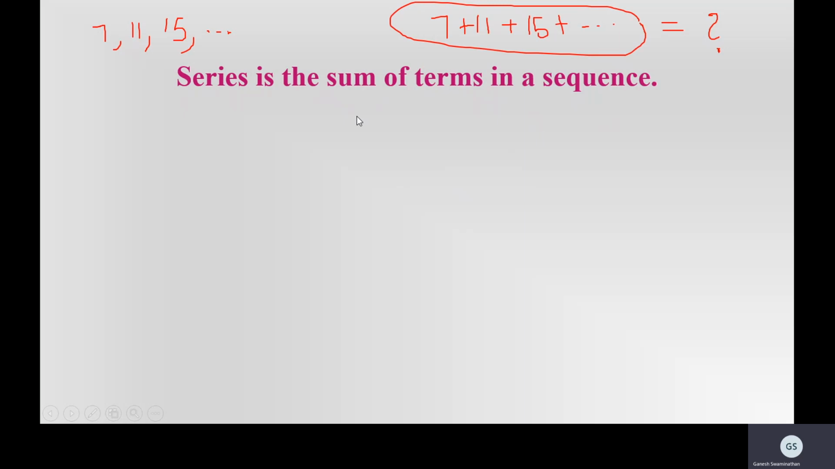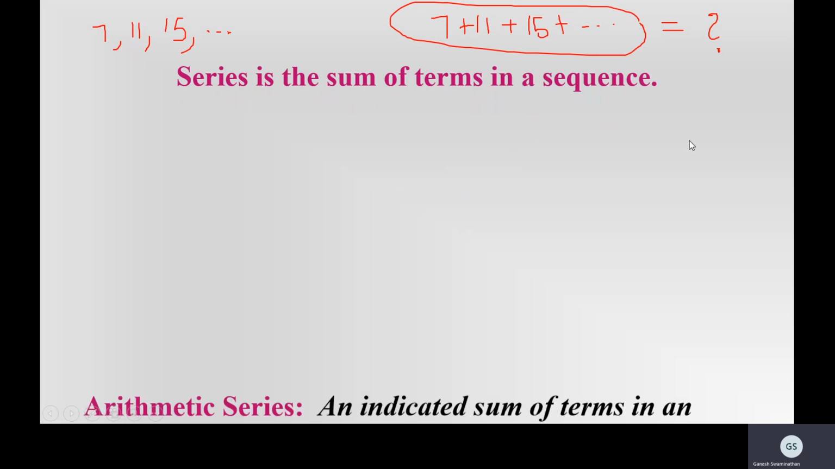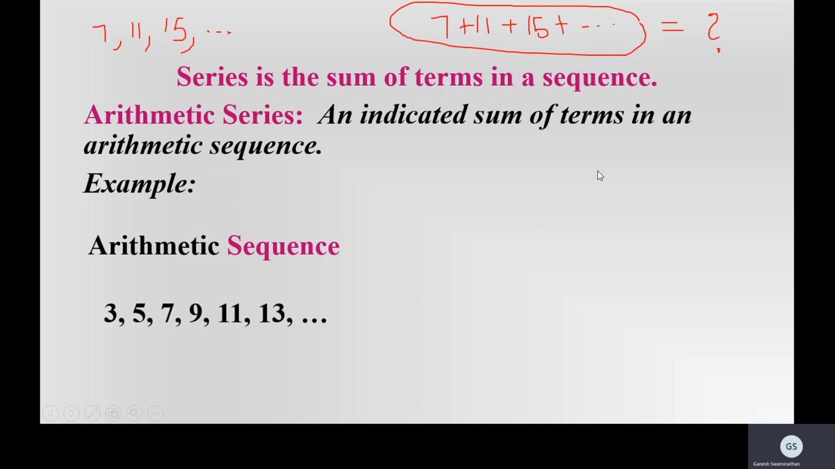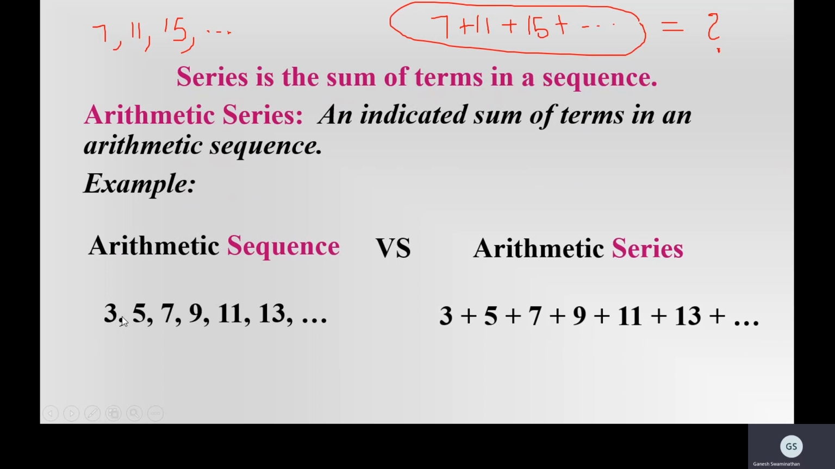Before that, let's go back to what an arithmetic series is. Well, if a series is nothing but the sum of the terms in a sequence, then an arithmetic series is the sum of the terms in an arithmetic sequence. Okay, let's take another example where I have an arithmetic sequence and the corresponding arithmetic series. 3, 5, 7, 9. Yes, you guessed it right. The common difference in this case is 2. How do I get the corresponding arithmetic series? Not so difficult. You just get rid of the commas and replace them with the plus operation, addition.